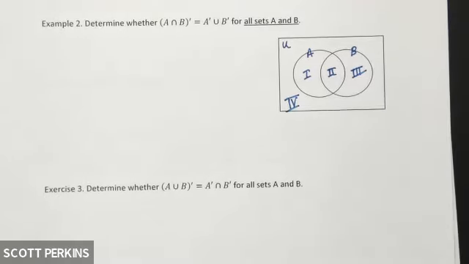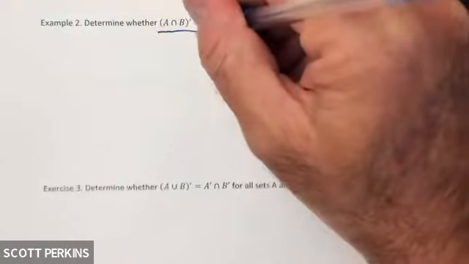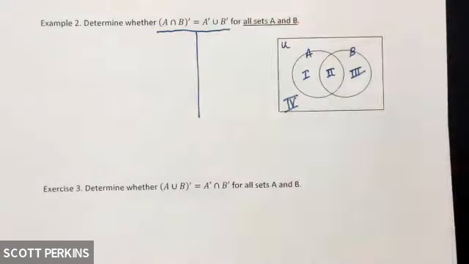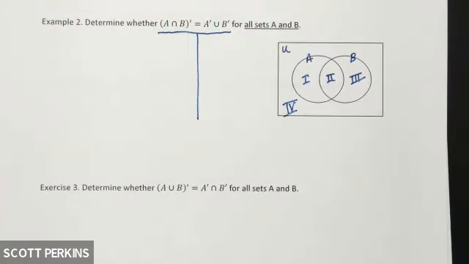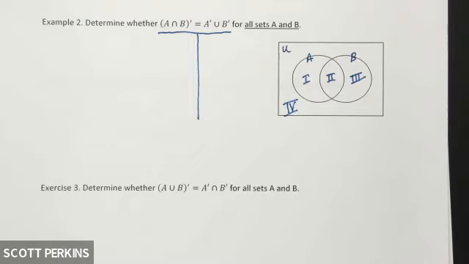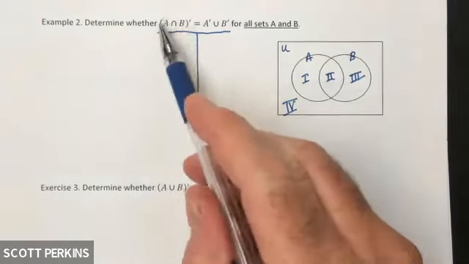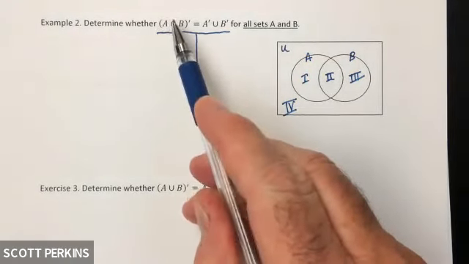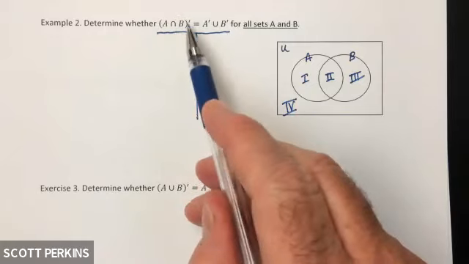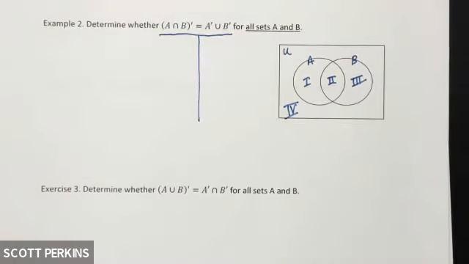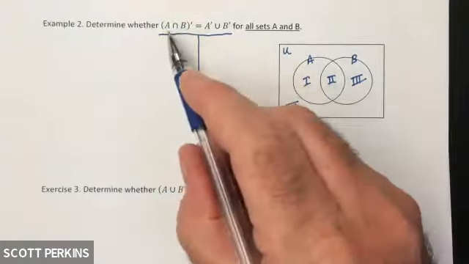All right, so here's how we determine if this is true for all sets. I'm just going to draw a little T with my bar under the equal sign. And what we're going to do for what's on the left and for what's on the right is determine what region describes each expression. What region or regions describe what's on the left? So here we go. A intersect B complement.